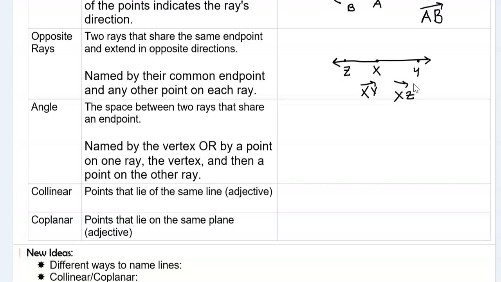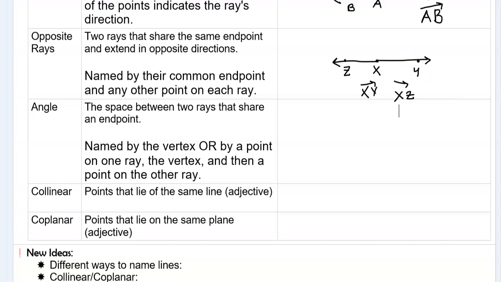Now, what do you notice about an opposite ray? What figure does it actually make? An opposite ray makes a line. It's just being named by the two rays that make it up rather than just any two points on that line.